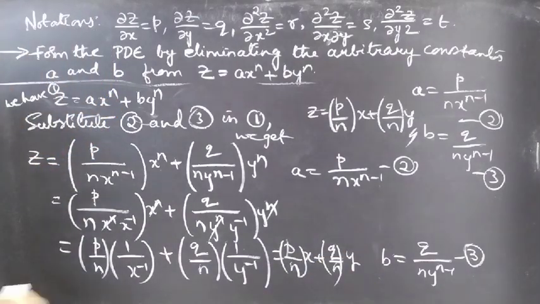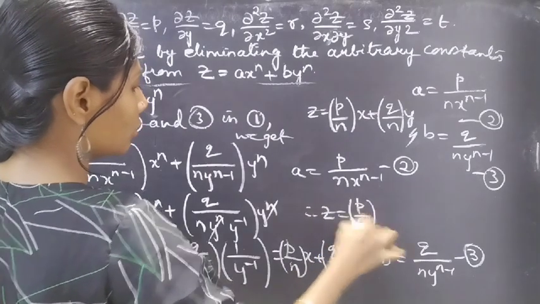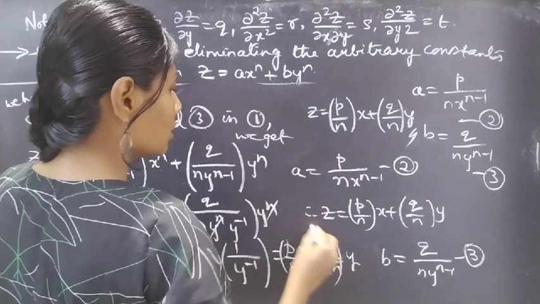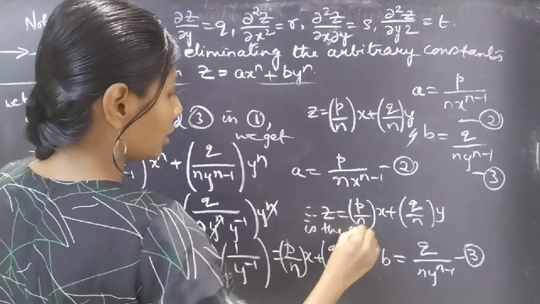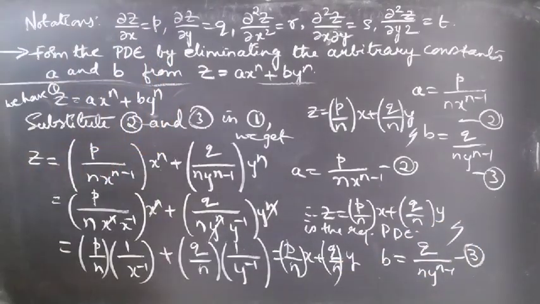Okay, therefore z equal to p by n into x plus q by n into y is the required partial differential equation. This completes the problem. See, we got the same thing.